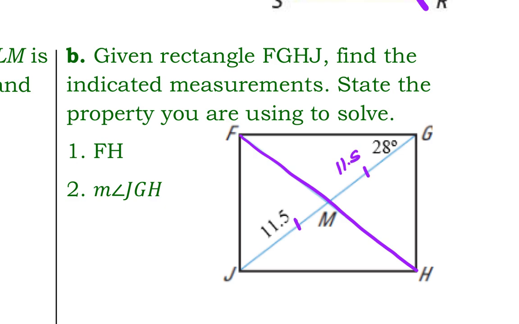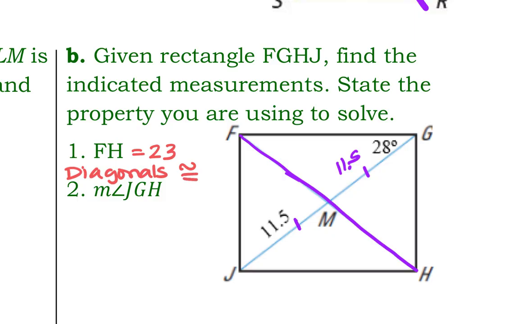Okay, so I get that one's 11.5. But why is the other one 23? Like if that one adds up to 23, why is F to H 23? Because what do you know about the diagonals in a rectangle? Diagonals are congruent.